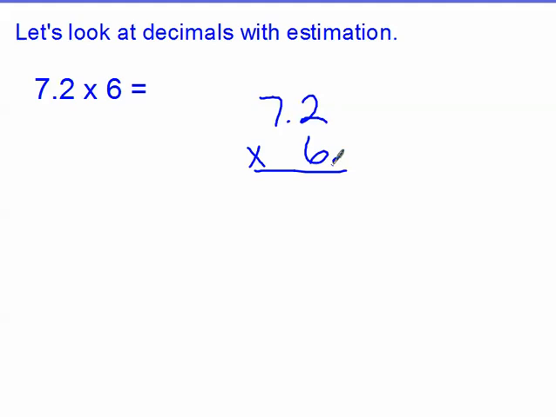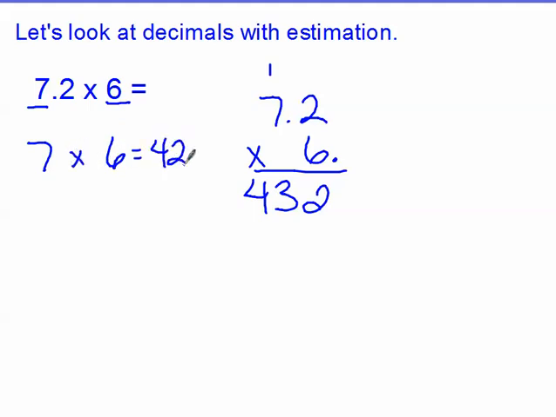So now we multiply. We don't pay attention to our decimal. 6 times 2 is 12. 6 times 7 is 42. Plus 1 is 43. So we end up with 432. Now we're going to do something called front-end estimation to help us determine where our decimal is going to go. Front-end estimation only uses the whole part of my problem. So in the 7.2, the whole part is 7. In the 6 is our whole part, so we're going to use the 6. And we're going to multiply those together. We end up with 42 as our estimate. So the approximate answer of 7.2 times 6 is 42.